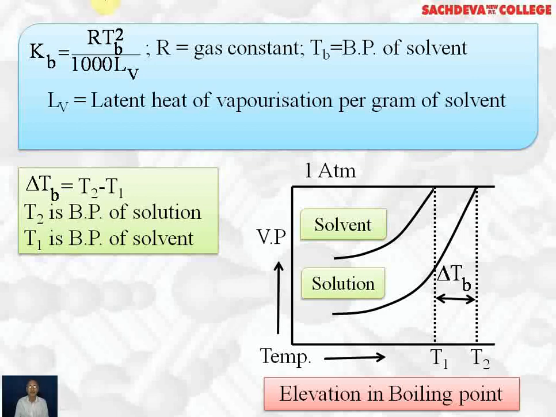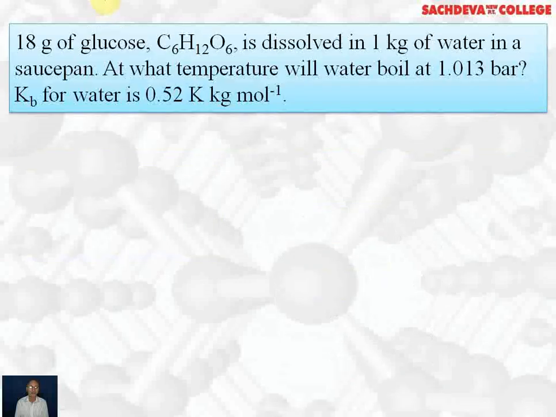Now, when vapor pressure of solution decreases, it is to be heated to higher temperature so that it boils and the vapor pressure becomes equal to atmospheric pressure. So the boiling point of solution becomes T2, and T2 minus T1 will give us elevation in boiling point, which depends upon molality of solution. Now we are going to take up numerical based on this.